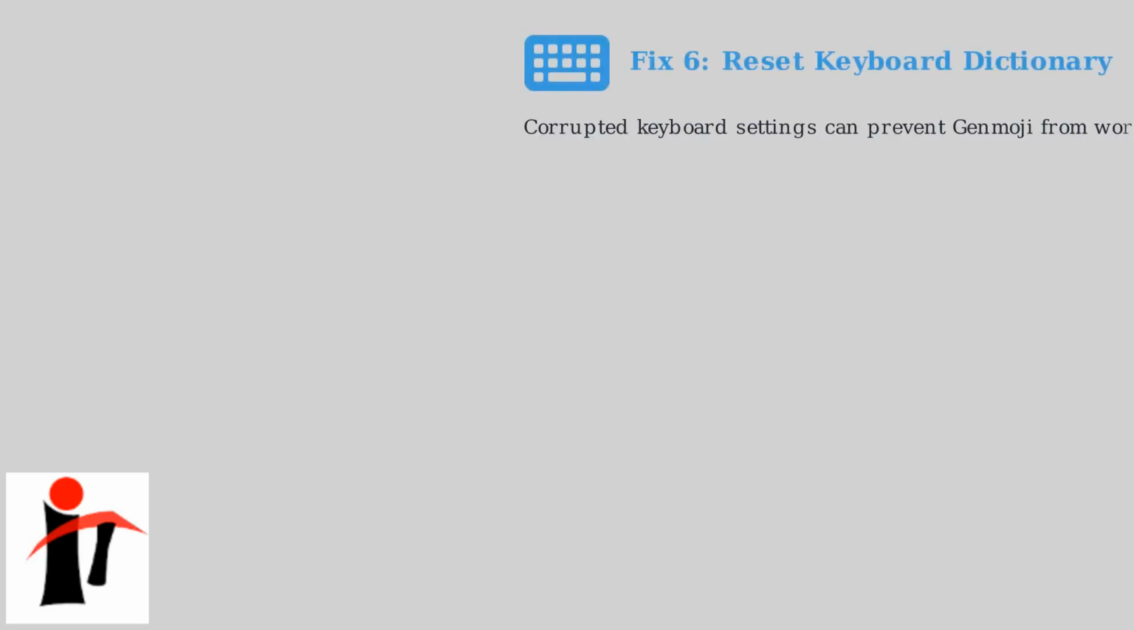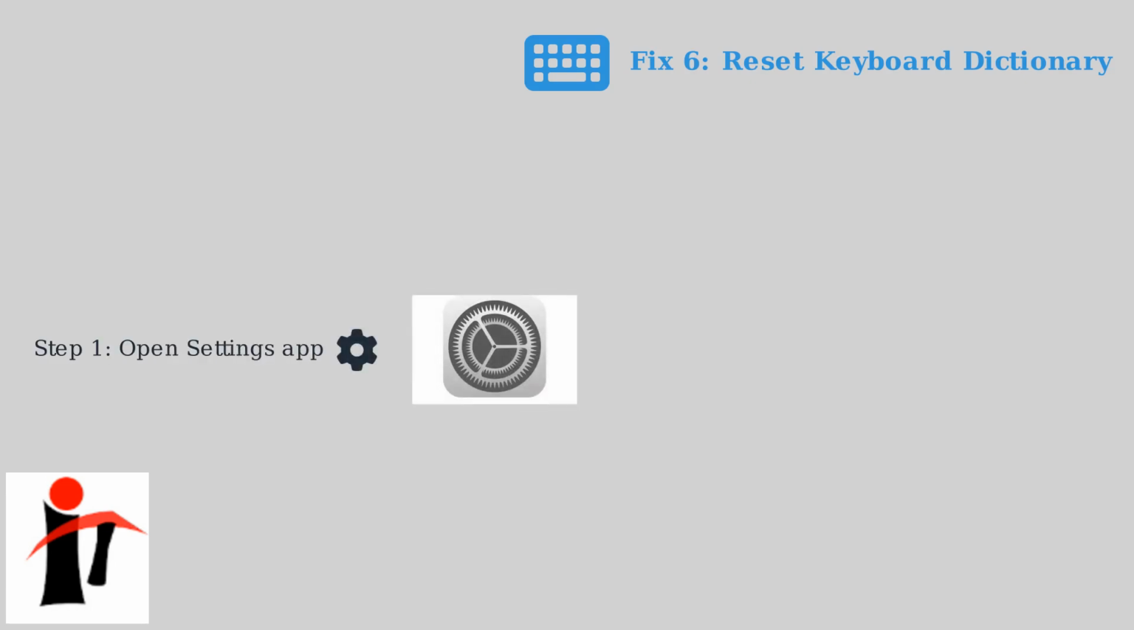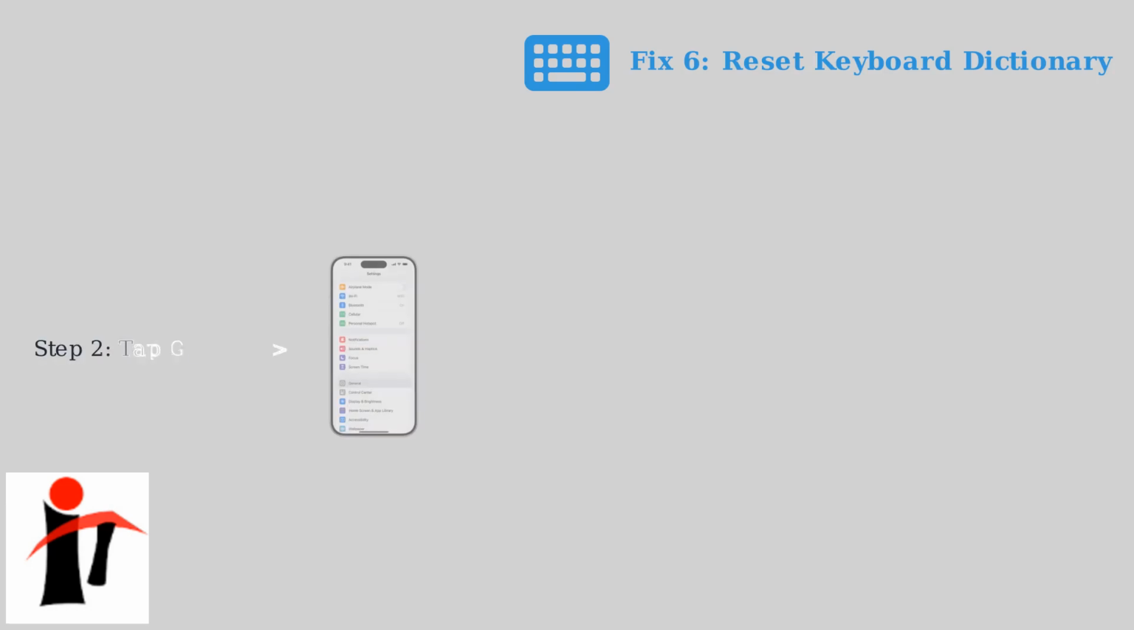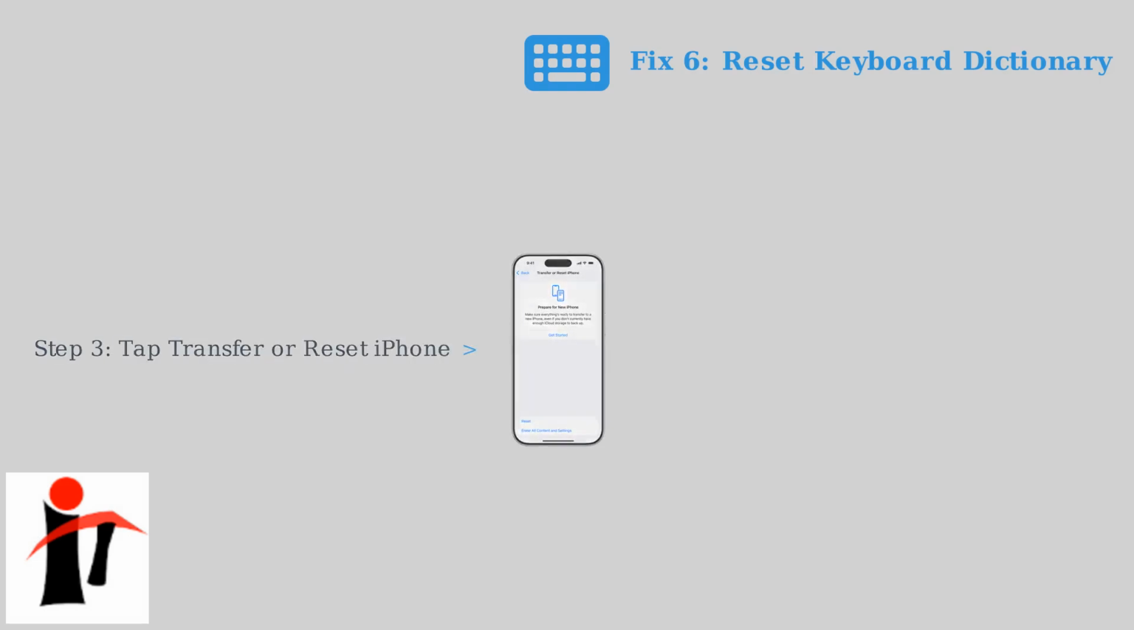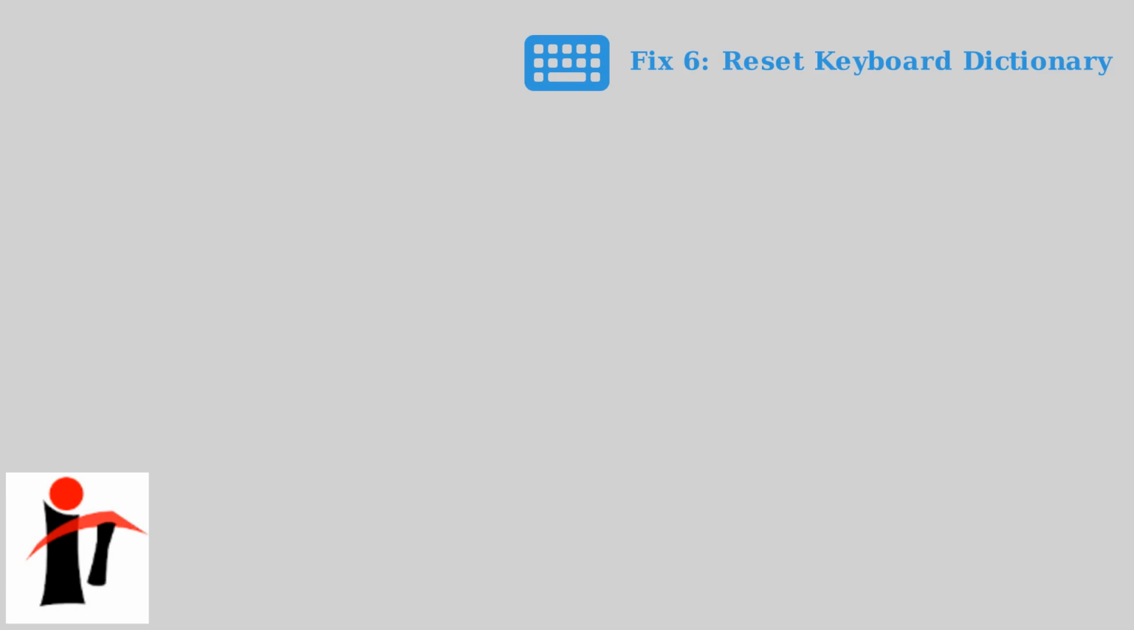Corrupted keyboard settings can cause Genmoji to malfunction. Resetting the keyboard dictionary clears out conflicting settings that may be preventing the feature from working correctly. First, locate and open the Settings app on your device. In Settings, scroll down and tap on General to access System Settings. Within General, find and tap Transfer or Reset iPhone to access reset options. On the Reset screen, tap the Reset button to see available reset options.